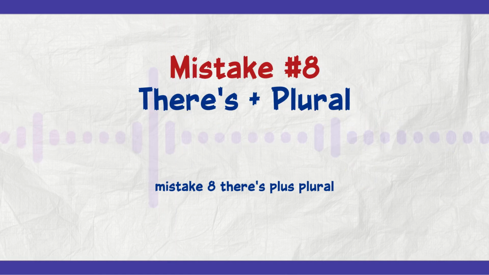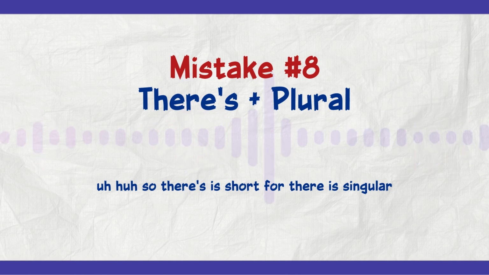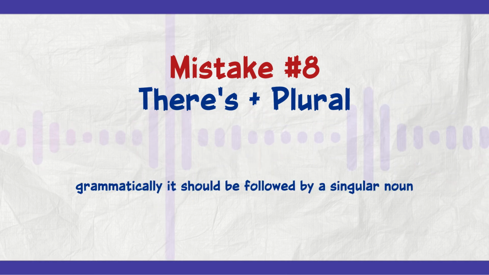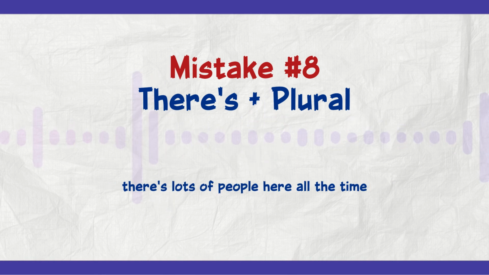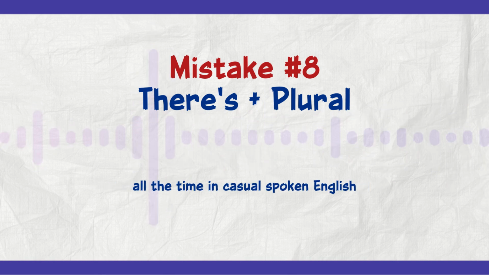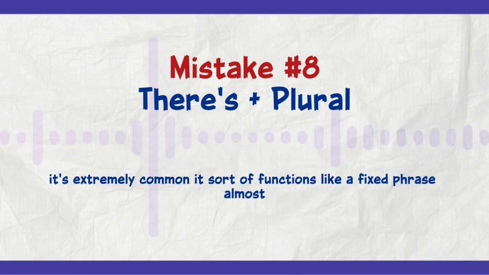Mistake 8, there's plus plural. So there's is short for there is, singular. Grammatically, it should be followed by a singular noun. There's a cat. But you hear people say things like, there's lots of people here all the time. In casual spoken English, it's extremely common. It sort of functions like a fixed phrase almost.